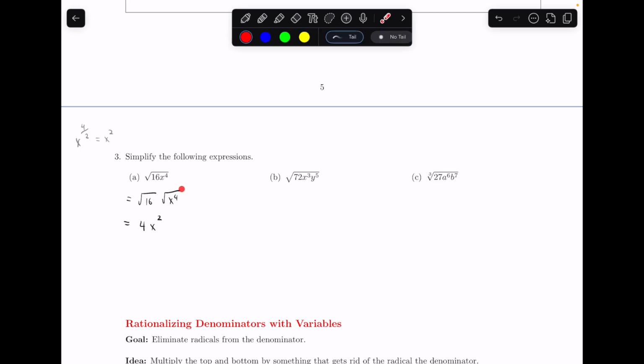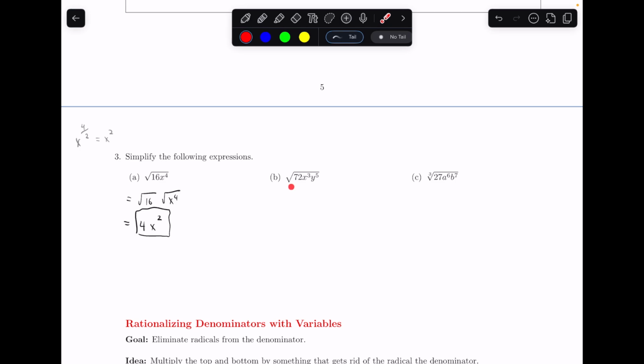And because it is an even root and there's an even power, I might need an absolute value because this is guaranteed to be non-negative, what I start with. But because what I end with has an even power, no absolute value is needed. Okay, so that is just it. Okay, awesome. So let's try B.